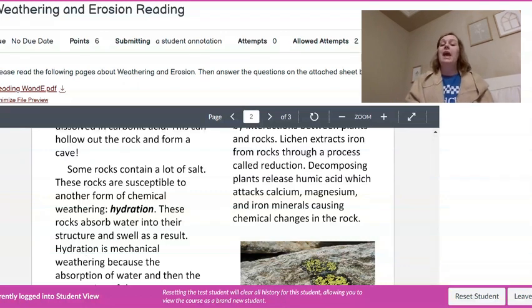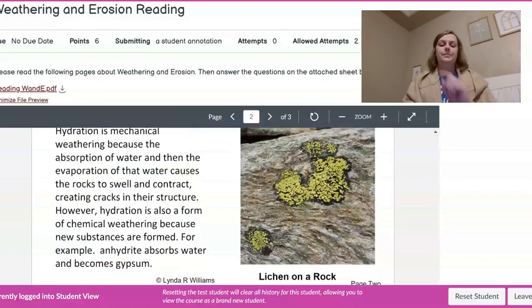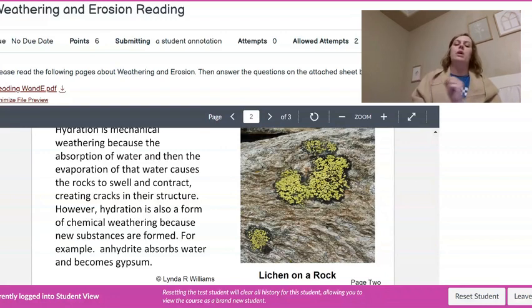So hydration is mechanical weathering because the absorption of water and then the evaporation of that water causes the rock to swell and then contract. So it gets bigger and then smaller. And when it does that, it kind of creates cracks in the structure. So that's mechanical, but there's also a chemical part as well. And it explains it here. However, hydration is also a form of chemical weathering because new substances are formed. For example, anhydrite absorbs water and becomes gypsum. So anhydrite is a type of rock. It absorbs water and it becomes gypsum, a different type of rock.